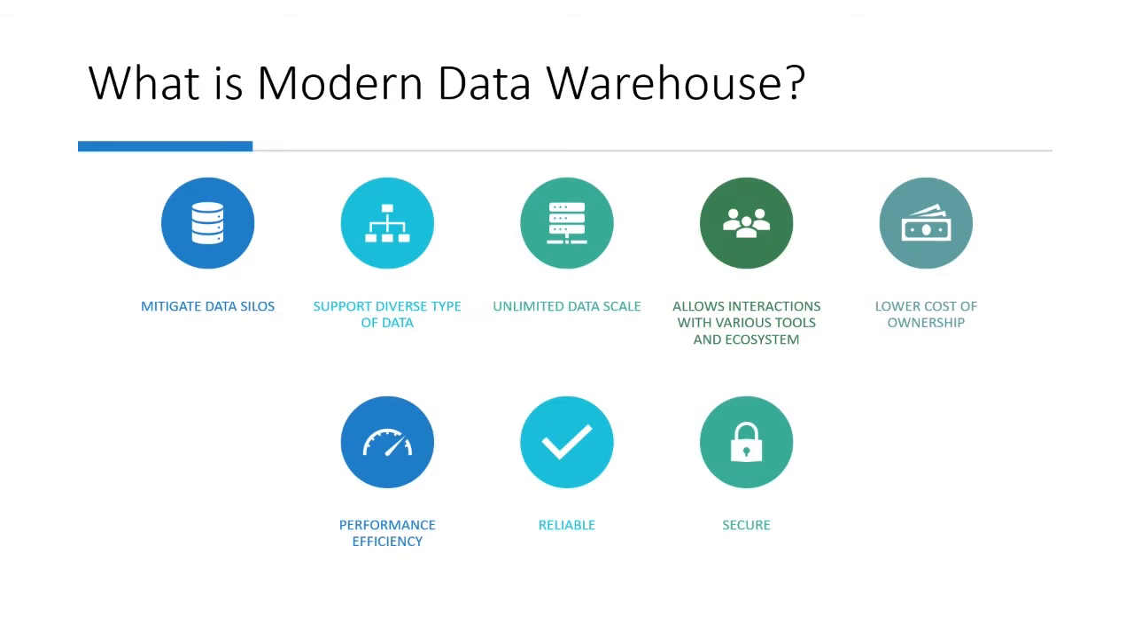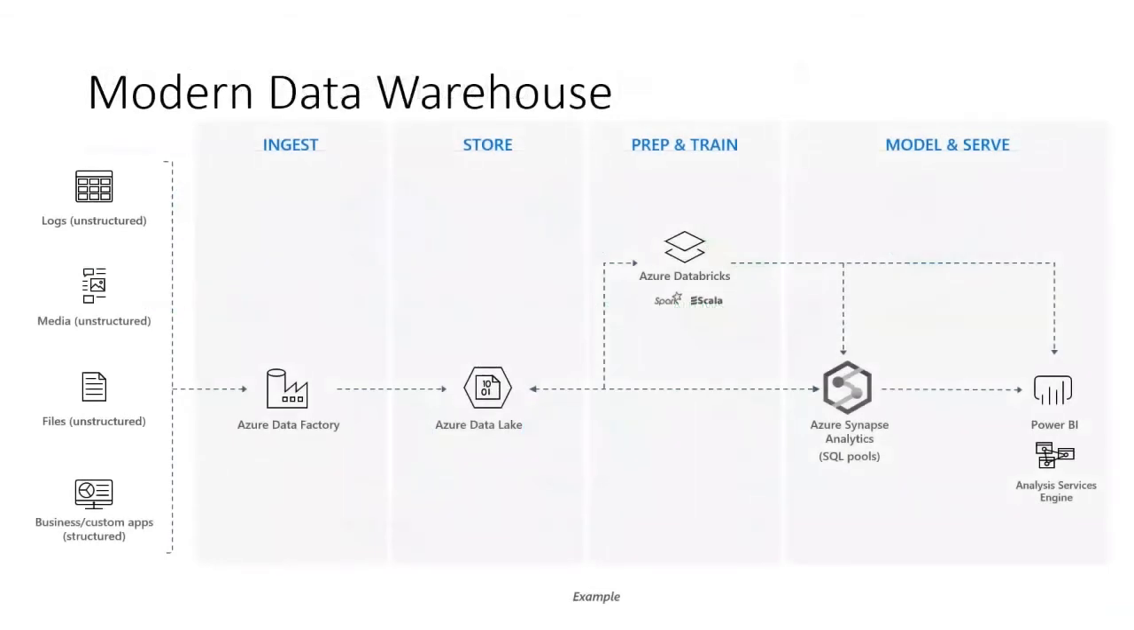Now, this is a bit more about the modern data warehouse. Let's understand some of the sample architecture approach, which we can broadly divide into ingestion, store, prep and train, and model and serve. When we build a modern data warehouse, we are able to scale these layers independently of each other, and it provides us the capability to use platform as a service.